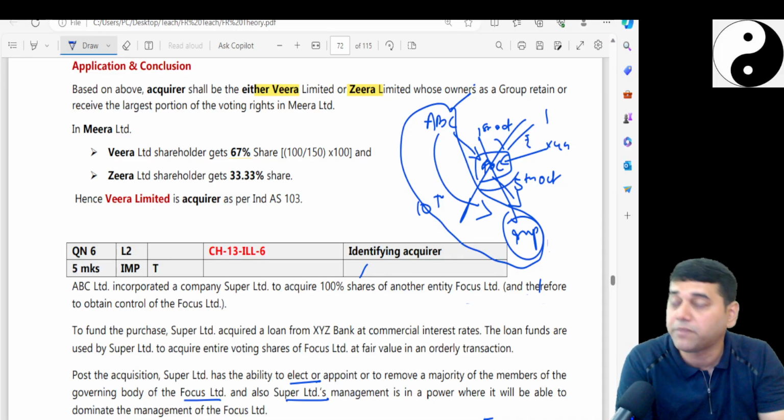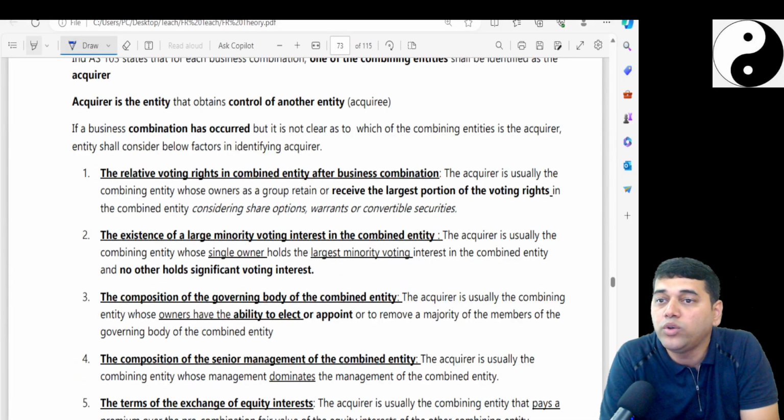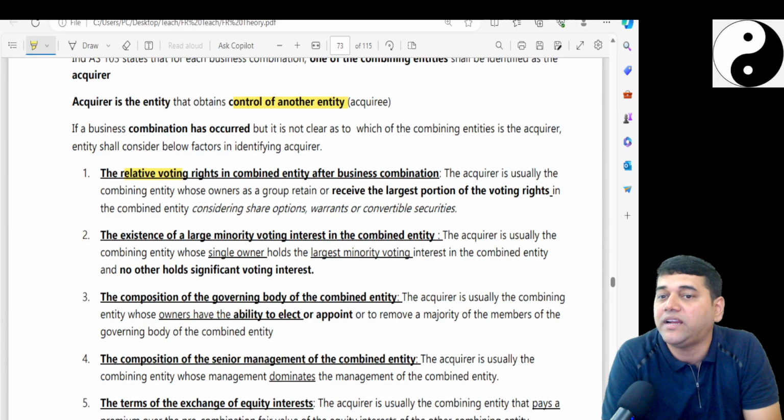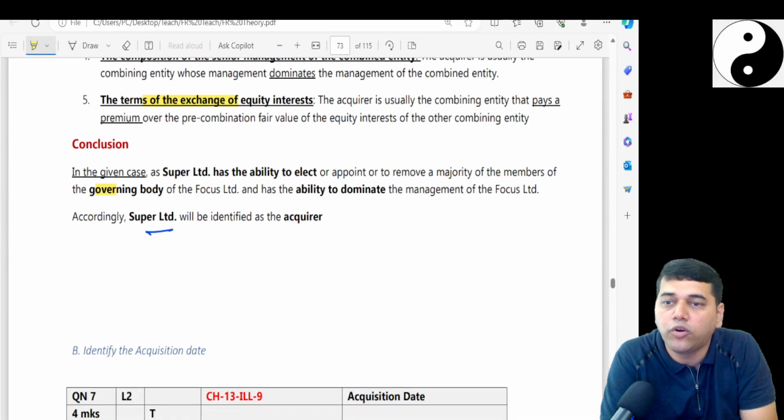So this type of question will come. How to answer it? You have to say, look, who is the acquirer? The one who obtains the control. On what basis? Relative voting rights, large minority interest, governing body, senior management, terms of exchange. We have to evaluate all these factors. So in the given case, since they are able to govern the governing body, Super Limited is the acquirer.